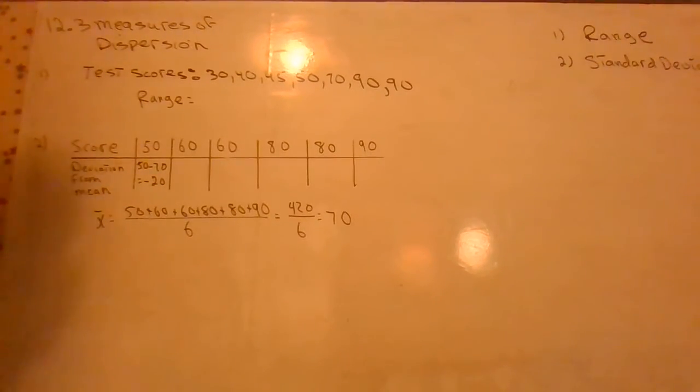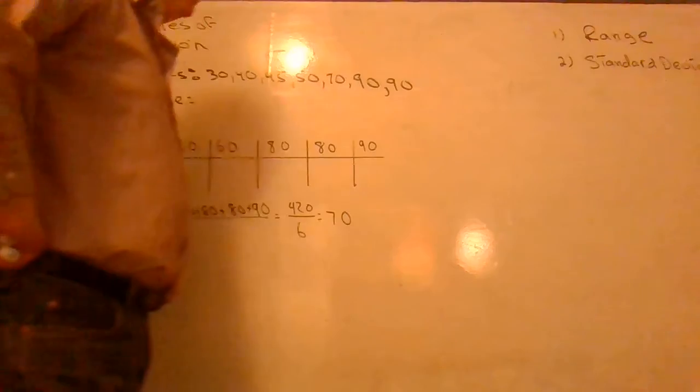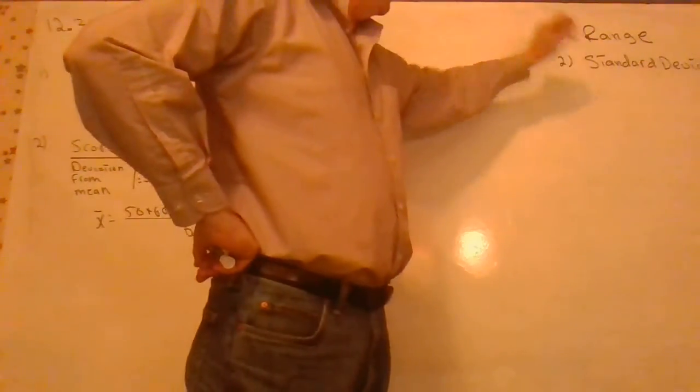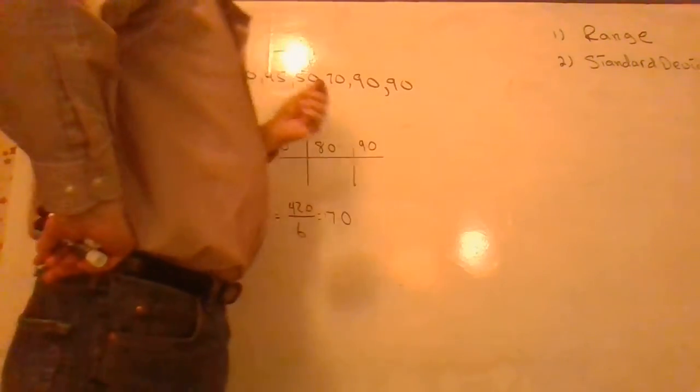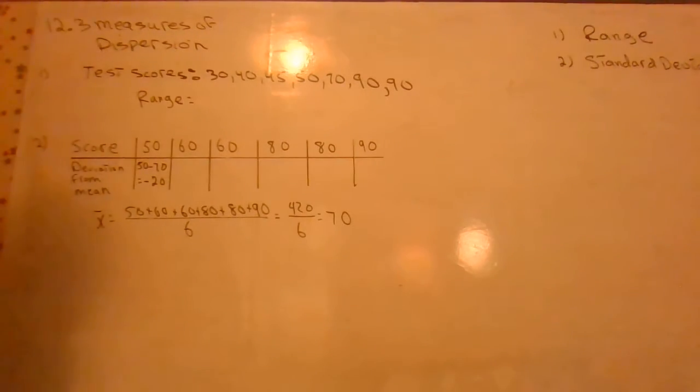12.3 measures of dispersion. There are two measures of dispersion that we primarily use, the range and the standard deviation. In this video, we'll define the range, and in a second video, we'll talk about calculating the standard deviation.